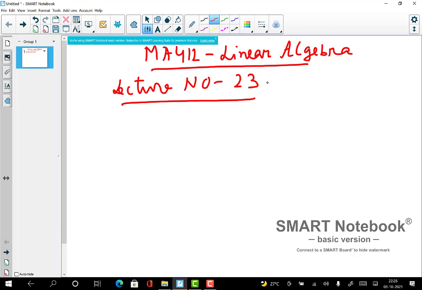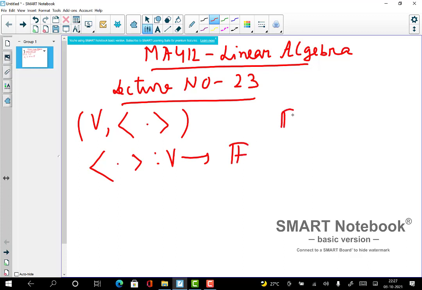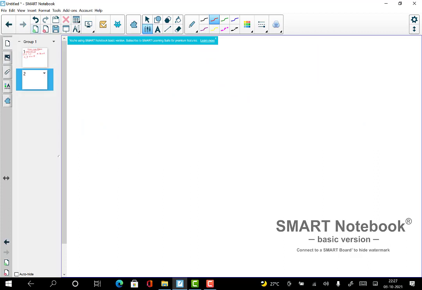Now recall in our last lecture we have learned about inner product spaces. What was that? We have a vector space and a map. The map is from V to the field F, where F is either real or complex. It satisfies a few properties, then we call this an inner product, and V with this inner product is called an inner product space.